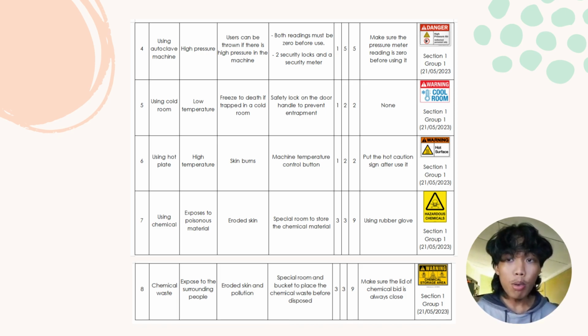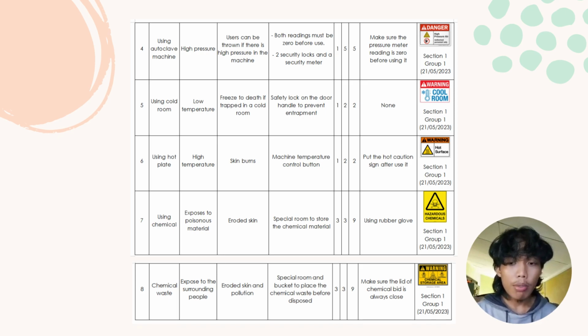And the existing risk control: both pressure readings must be 0 before use, and 2 security locks and a security meter. Risk assessment likelihood is 1 because everyone is well aware of the pressure inside the machine, and severity is 5, and risk is 5. The recommended control measure is ensuring the pressure meter reading is 0 before using the machine.